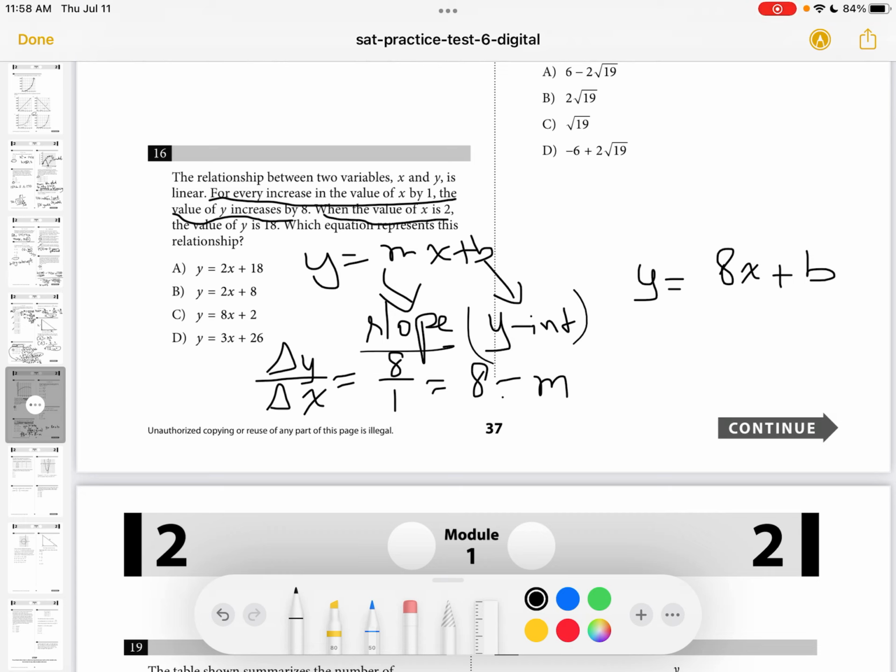Now, how do we find our b value? Well, that's when we use the information in the second sentence. Let me actually do that in red. This is what we use to find the value of our b value, right? When the value of x is 2, the value of y is 18. So let's substitute. So we know that 18 is supposed to be equal to 8 times 2 plus b. When we subtract, we get 2 is equal to b. So our actual equation will be y equals 8x plus 2. And that's choice C.